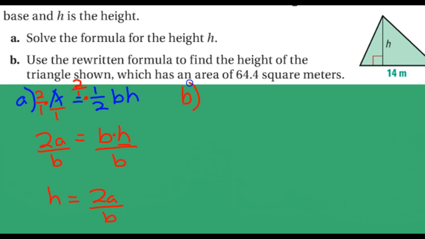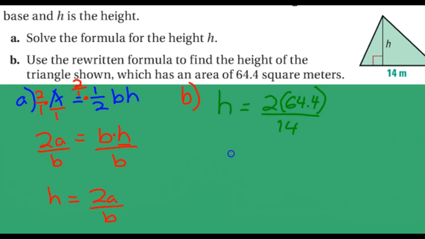Now it says use the rewritten formula, so the one we just wrote, to find the height of the triangle shown, which has an area of 64.4 square meters. So if we're using our new formula, H, we don't know that, equals 2 times our area, which is now 64.4, divided by whatever our base is. And it looks like our base is 14 meters.